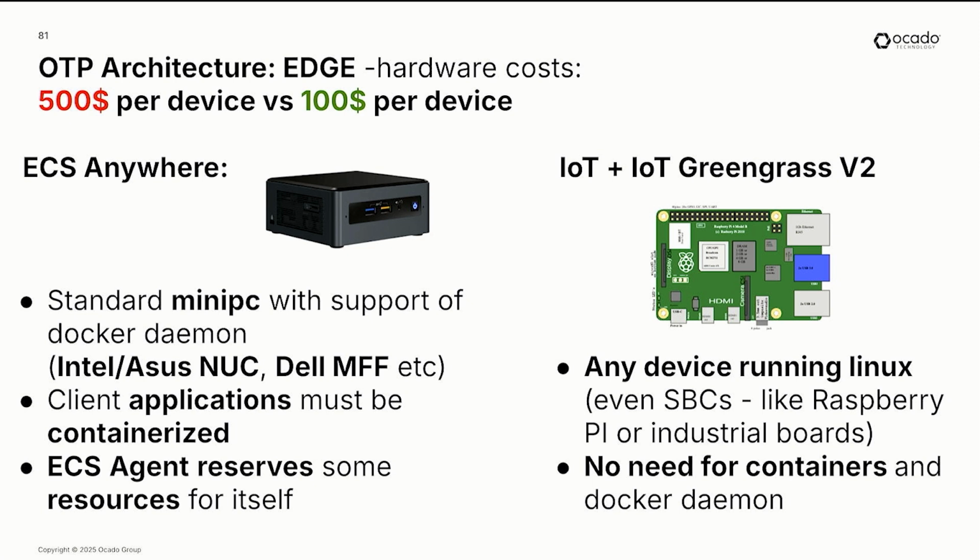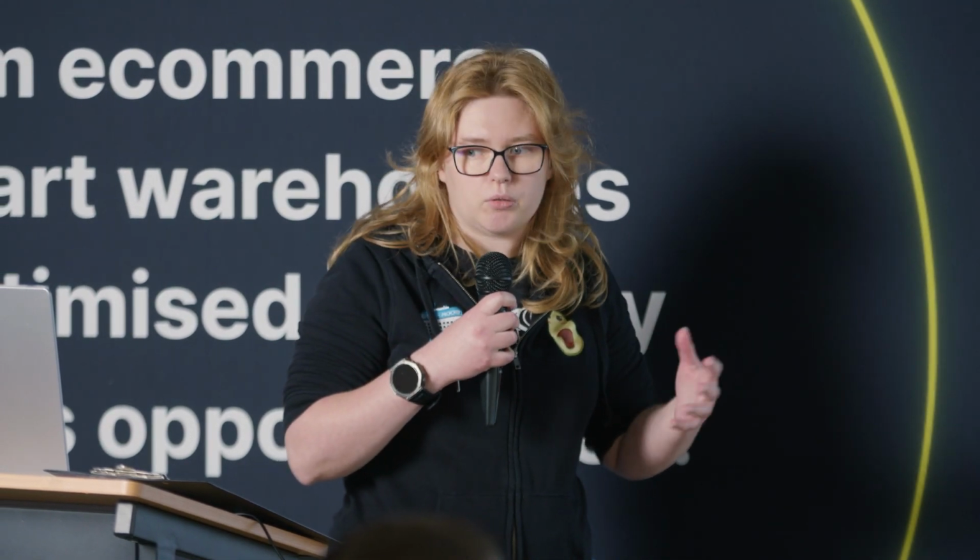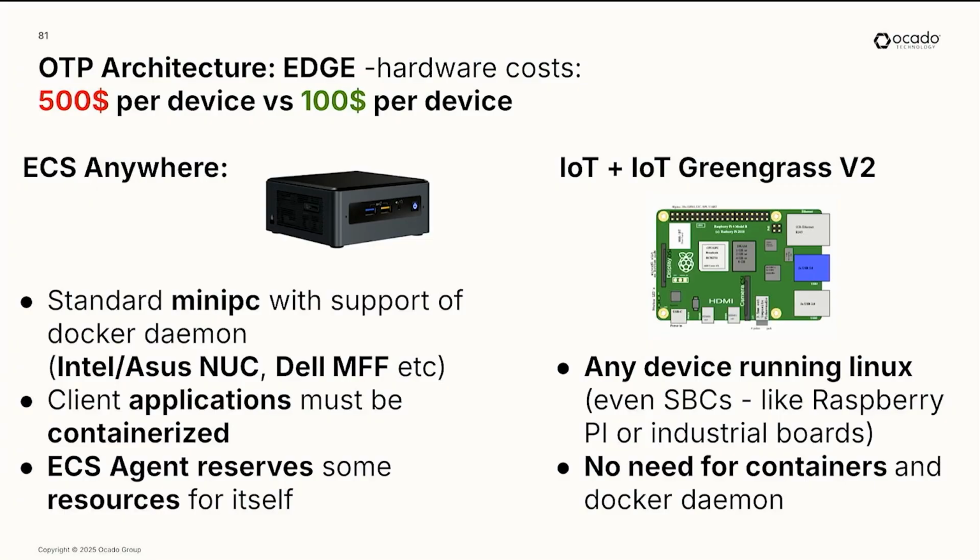And when it comes to hardware, when we used ECS Anywhere, we had to use mini PCs. Something like this. This is a bigger device. It's a standard mini PC. You can see Intel, Asus has some of them, Dell and Lenovo. So all of these devices had to have Docker daemon installed. Why? Because ECS requires ECS agent to run other workload. Basically, it reserves some resources for itself. So these devices had to be beefy. They need resources not only for applications, but also for our platform. So they were pricier because we had to pay around $500 per device.